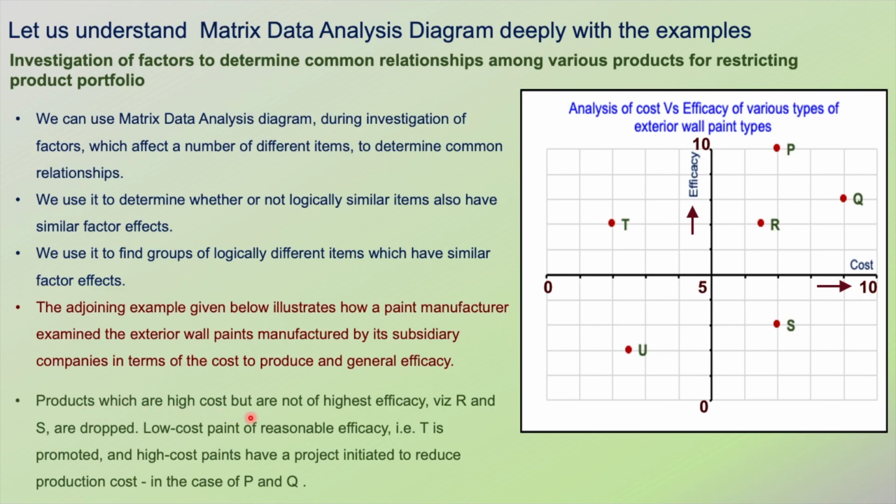Products which are high cost but are not highest efficacy, for example R and S, have to be dropped because they are high cost but efficacy is not all that good. Low cost paint of reasonable efficacy, T, has to be promoted because cost is less but efficacy is okay. And for the high cost paints P and Q, a project is initiated to reduce the production cost. So that is the purpose of this matrix data analysis, to take decisions on various products based on some factors.